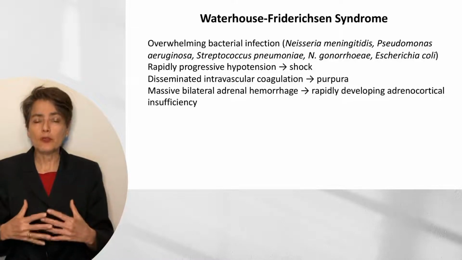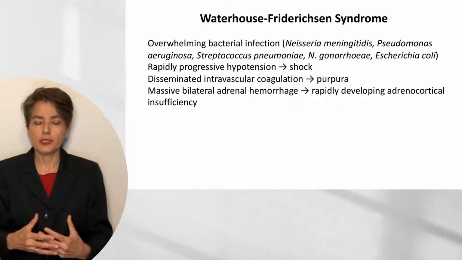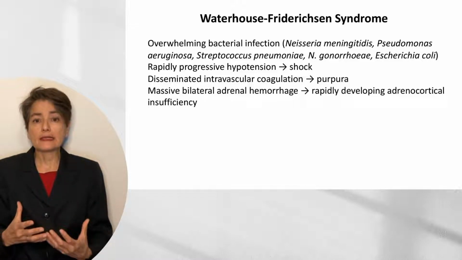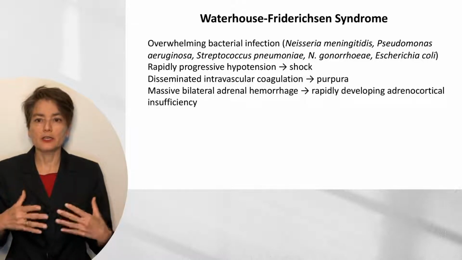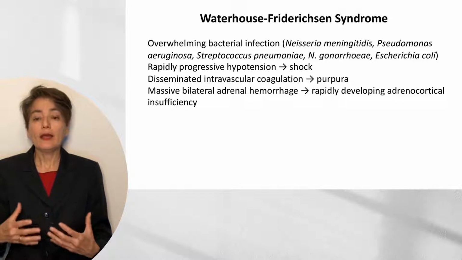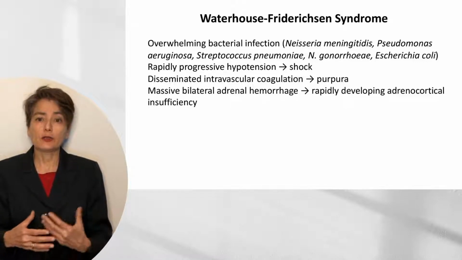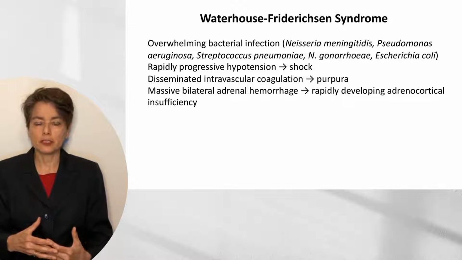What happens is, with this overwhelming bacterial infection, we get rapidly progressive hypotension and shock. This can lead to disseminated intravascular coagulation with purpura, which you'll see on your patient. They'll have these large bruises developing in their skin. And then at this point, you can get massive bilateral adrenal hemorrhage, leading to rapidly developing adrenocortical insufficiency.